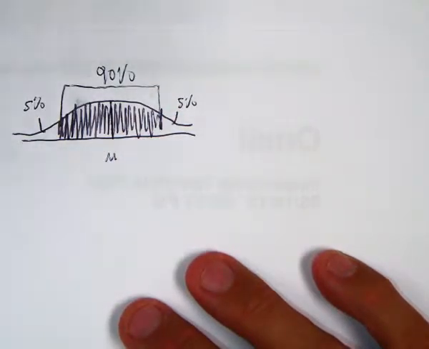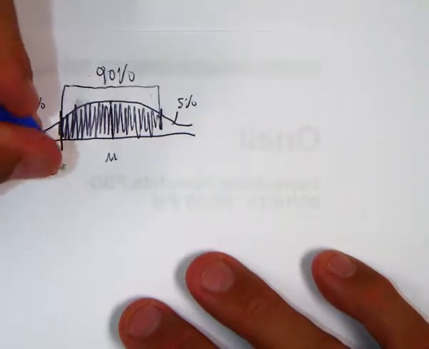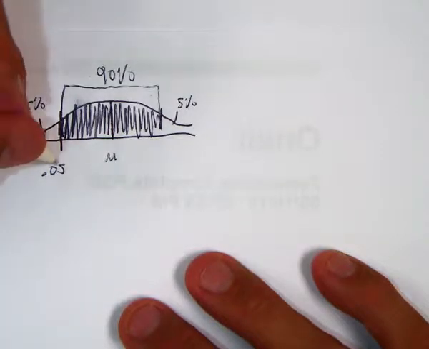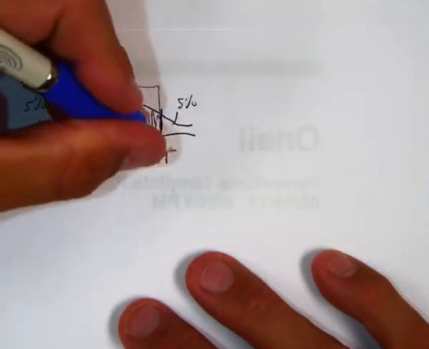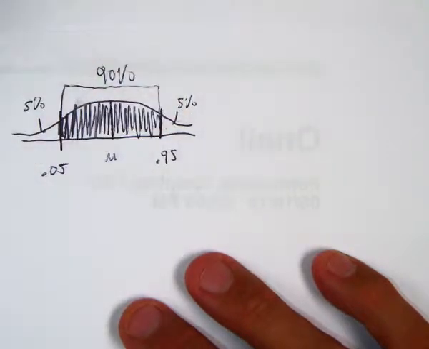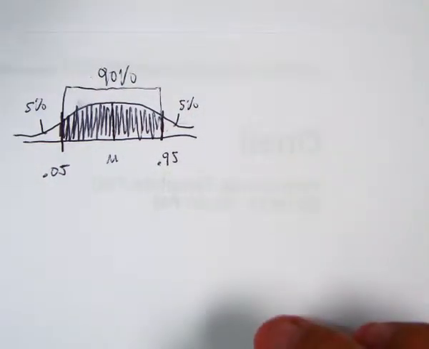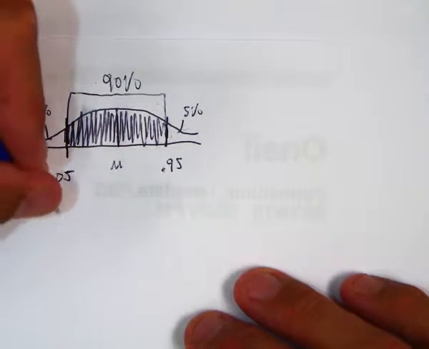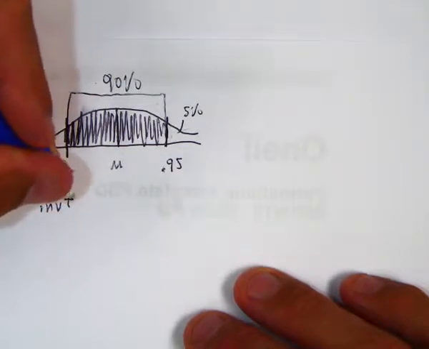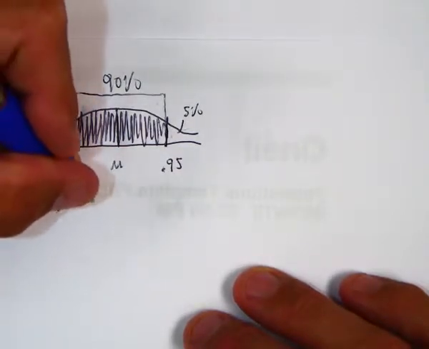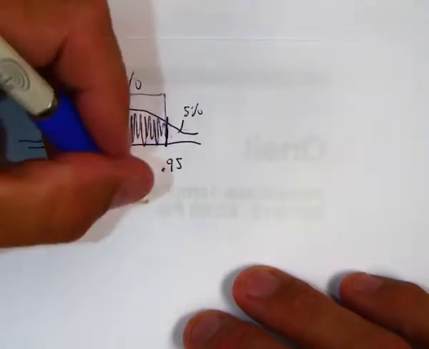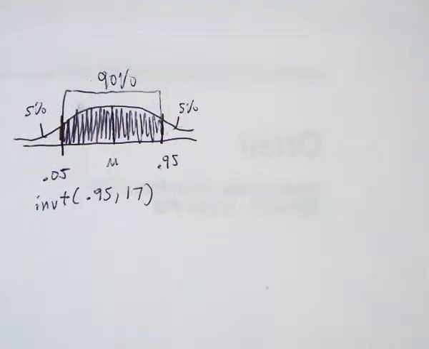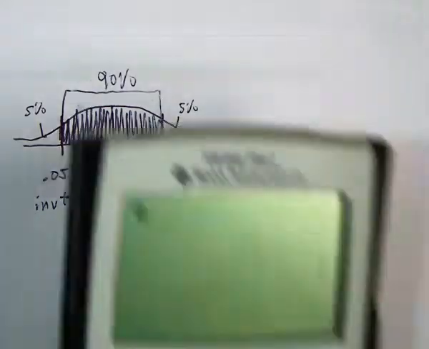So going from left to right, where does this begin? Well, it begins at the 5th percentile. Going from left to right, where does this end? Well, it ends at the 95th percentile, because that would be 5%. Okay, so we're going to do inverse t. And we're going to do either the 5th percentile or the 95th percentile. And we're going to do 17 degrees of freedom. Okay? So let's do that.